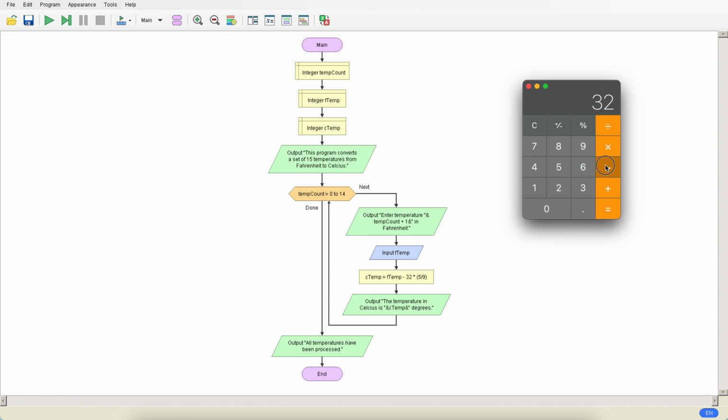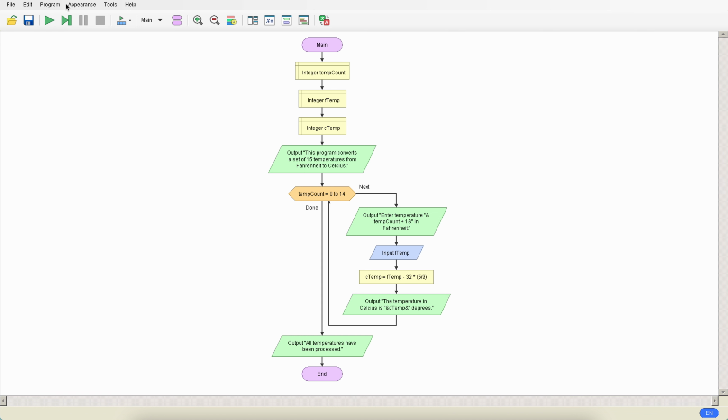If I do 32 minus 32, times 5/9, it equals 0. I can also try out 100 degrees. That should give me 37.77777. So when I run this program, those are the results I should get for those two temperatures, 32 degrees Fahrenheit and 100 degrees Fahrenheit.